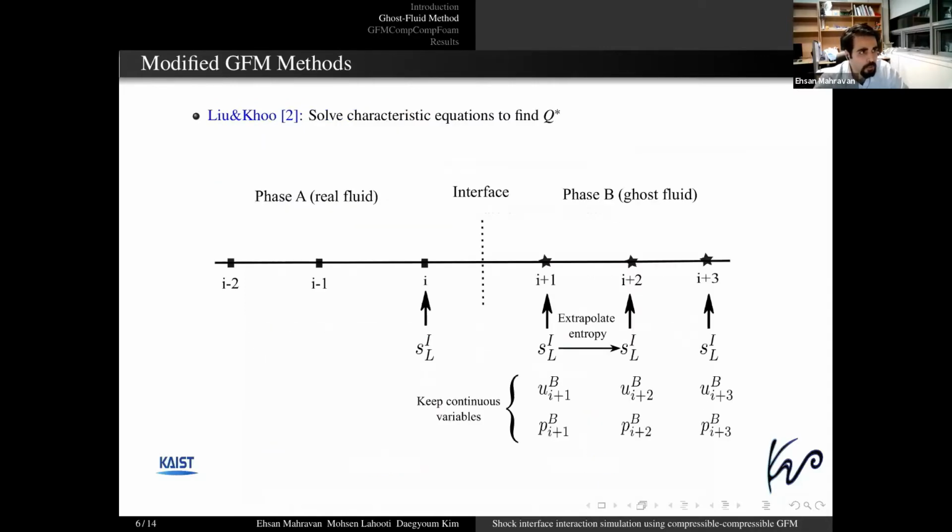The first modified ghost fluid method was introduced by Liu and Hu. They solved characteristic equations to find Q stars, and they use the entropy that they found from solving the Riemann problem for the interface and give it to both sides of the interface, left and right, and then the rest of the method is just like the original one, extrapolating constantly to the ghost region and keeping continuous variables unchanged.